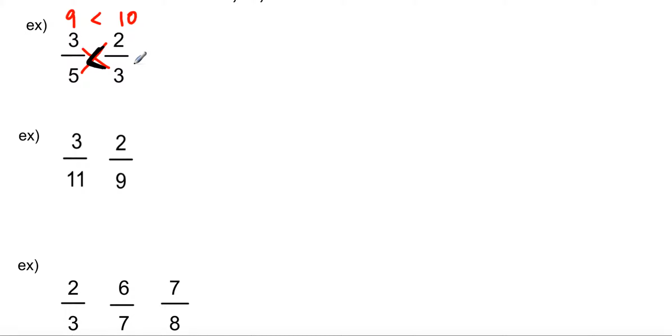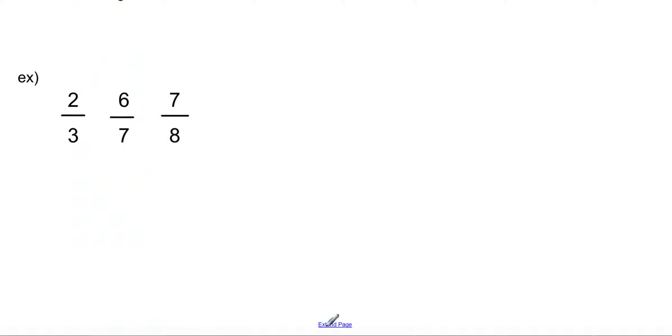Let's take a look at this second example. Now we're comparing 3/11 to 2/9. We're going to cross multiply: 9 times 3 is 27, and 11 times 2 is 22, and 27 is greater than 22, which means 3/11 is greater than 2/9. So we'd use a greater than sign to compare those two. And then at the very bottom here, we can actually compare these three fractions. Let's see if we can move that up.